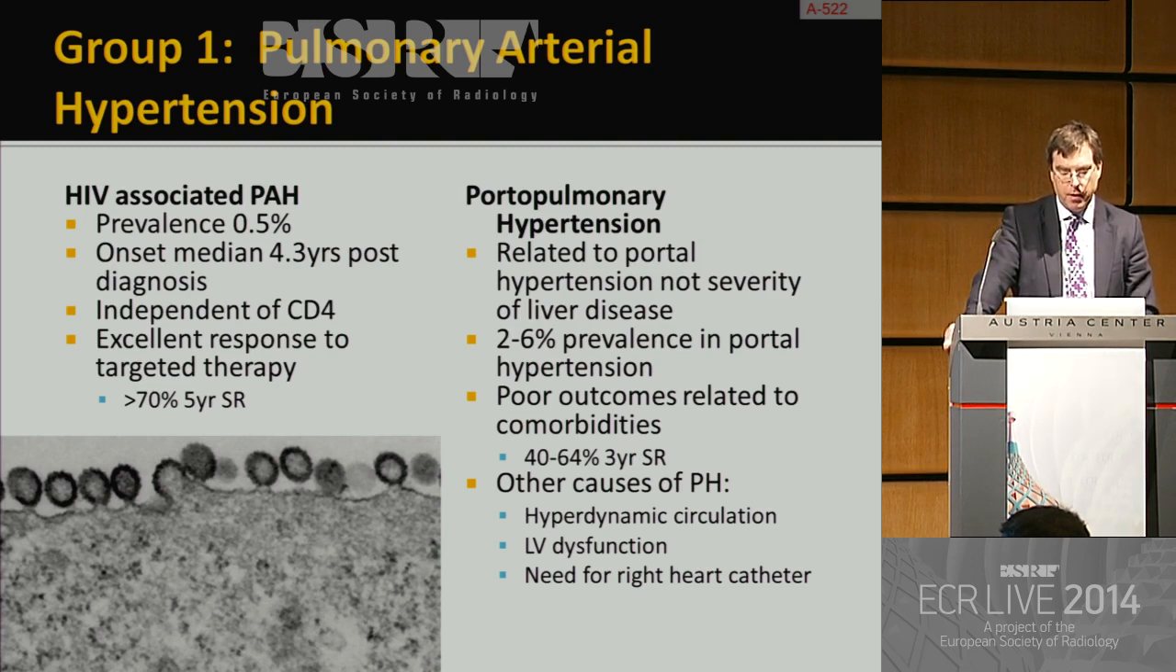Portopulmonary hypertension, so pulmonary hypertension associated with portal hypertension, occurs in around 5% of people with portal hypertension. Outcomes tend to be really pretty poor, I think in large part because of the comorbidities. They've got portal hypertension, they've often got cardiac disease as well.